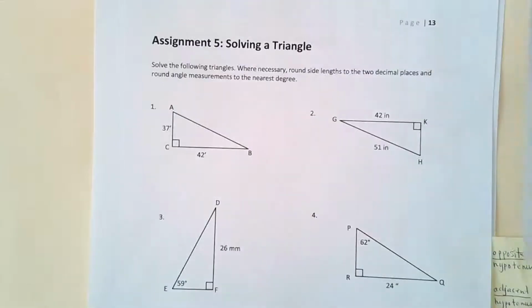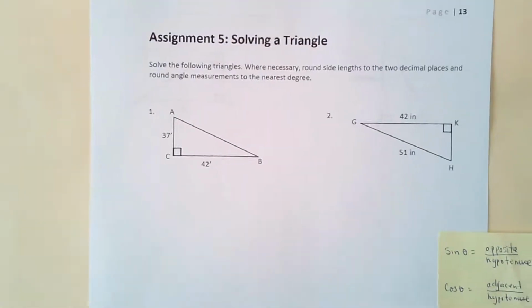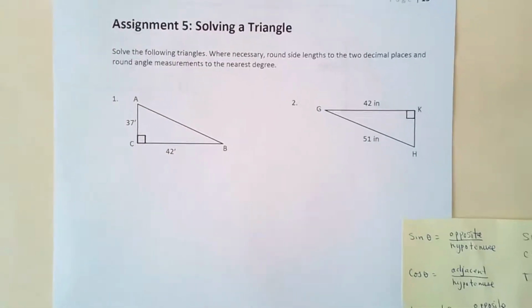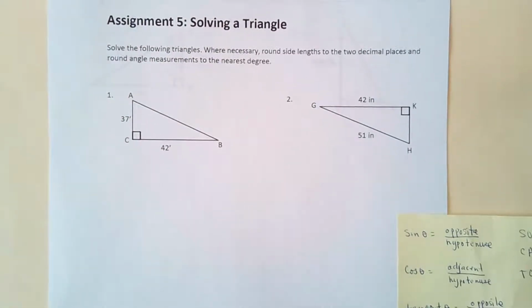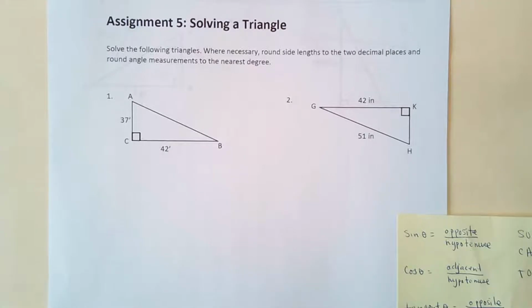So let's look at example 1, and I've separated them here. We have examples 1 and 2. They ask you to solve the following triangles where necessary, rounding side lengths to two decimal places and angle measurements to the nearest degree. So let's look at the first one.